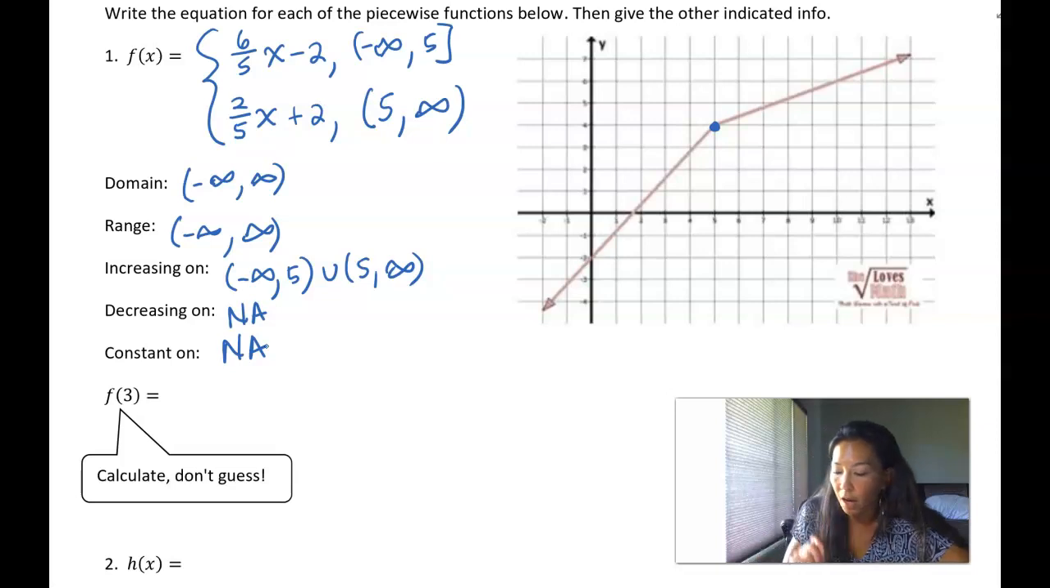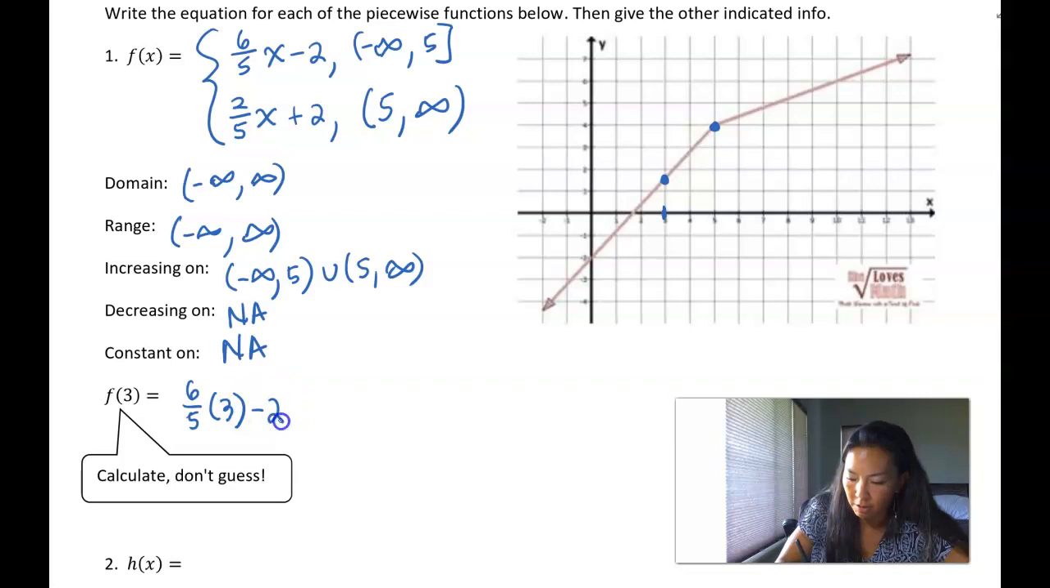Okay, now where is f of 3? Now it says calculate, don't guess. We have to ask ourselves, which line am I looking at? Am I looking at this line or am I looking at that line? Which piece am I looking at? Where is 3? 1, 2, 3, right here. It's that value. How do I get that value? I plug it into the function where 3 exists, and that would be this top function, 6/5 times x minus 2.